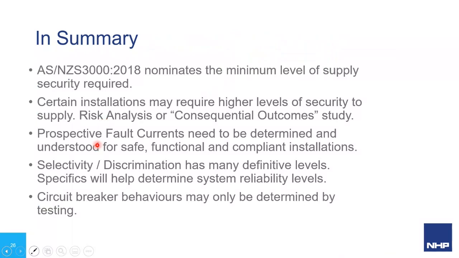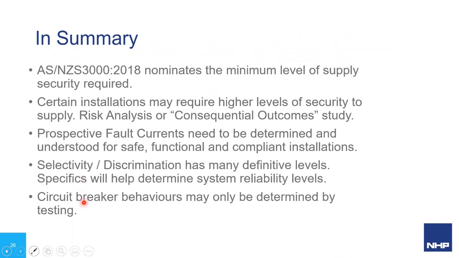Prospective fault currents need to be determined and understood for safe, functional and compliant installations, and to also understand what the behaviour of the devices installed in those installations need to look like. Selectivity is a word. It's not completely definitive. Selectivity describes a behaviour. Specific levels of behaviour given specific currents expected from faults that may occur need to be nominated. This will help determine system reliability levels.